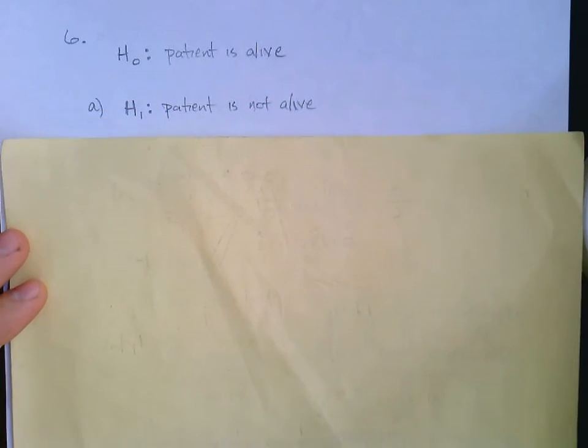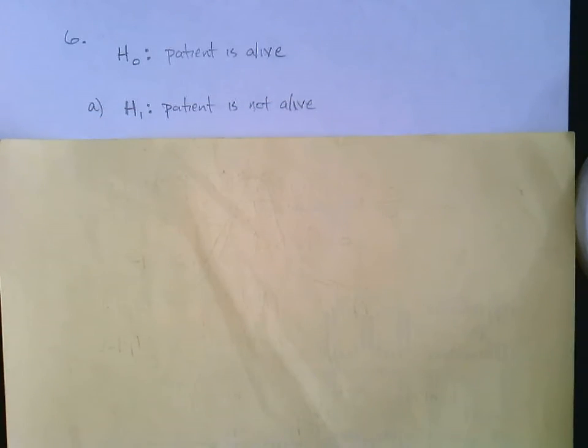Okay, so no big deal. We'll come up with the alternative hypothesis ourselves. The null hypothesis is that the patient is alive. What would the alternative be? You could probably phrase it in one of two ways. I went ahead and said the alternative hypothesis H1 is that the patient is not alive. But you might feel perfectly okay saying the alternative is that the patient is dead. Not alive is the same as dead.